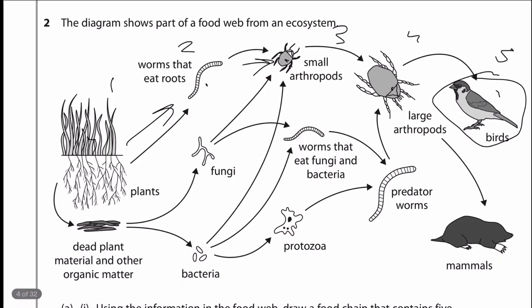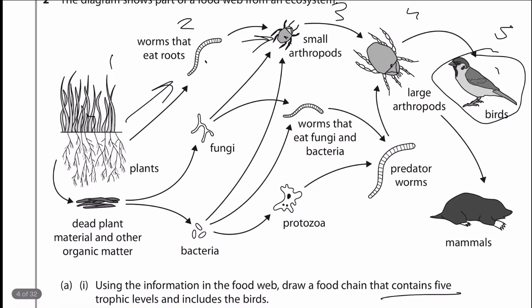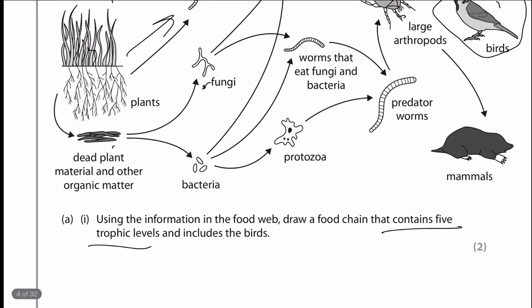Now we could look for other ones by starting with dead plants. For example, going from dead plants to fungi, to small arthropods, to large arthropods, to birds. That's also 5. Also from dead plants to bacteria, to small arthropods, to large arthropods, and then to birds again. So many ways we can do it.